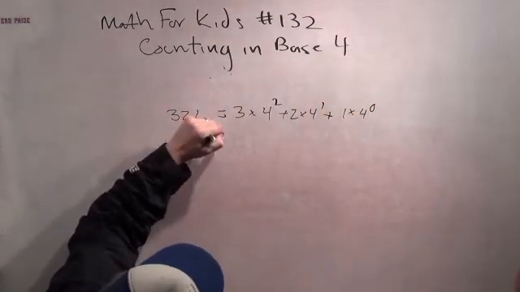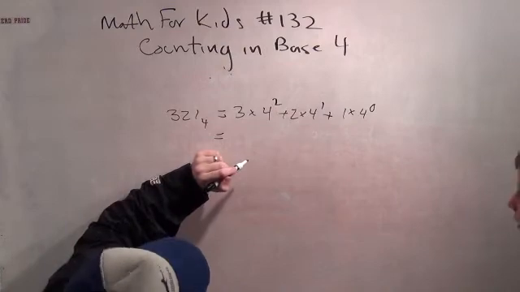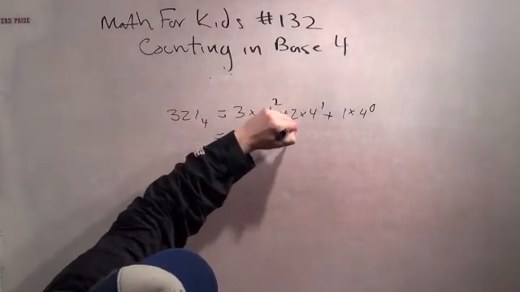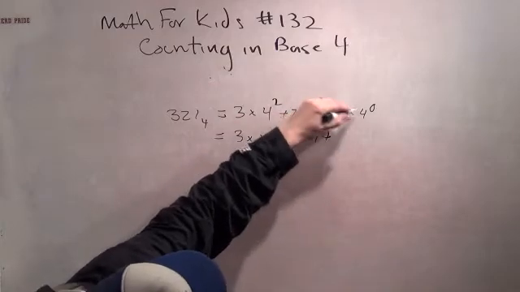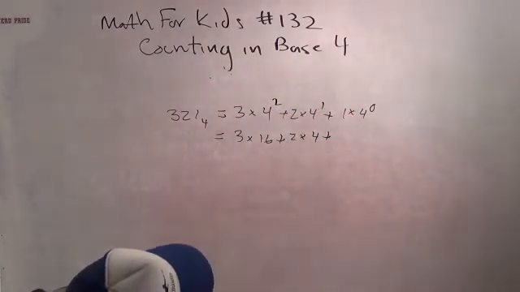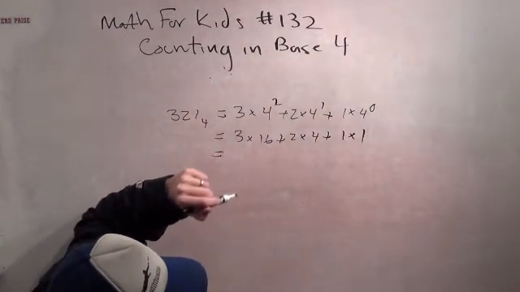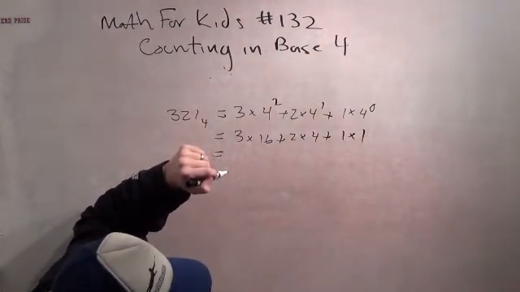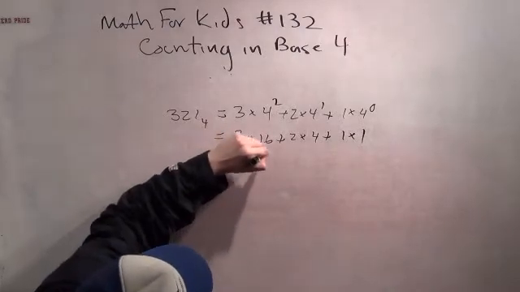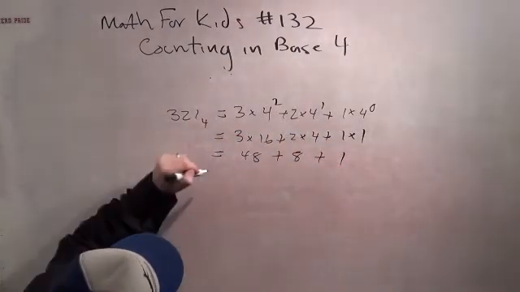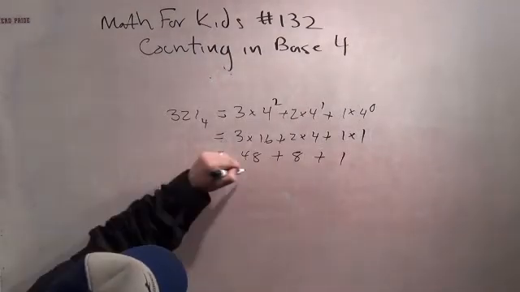So we would normally think of this number as being, what's 4 squared? It's 16. 3 times 16, plus 2 times 4, plus 1 times 1. Okay, great. What's 3 times 16? 48. Plus 8. Plus 1. And what is that? It's going to be 57.